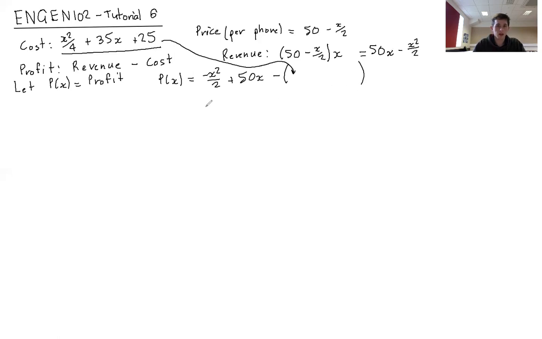Now, if you go through and simplify everything and put all your like terms together, you should get that profit as a function of the number of phones we sell is going to be negative 3x squared on 4 plus 15x minus 25. I've skipped a little bit here. I haven't done the simplifying explicitly, I've skipped a step, but hopefully you can follow along there.